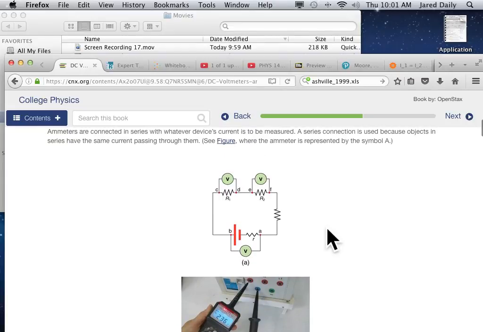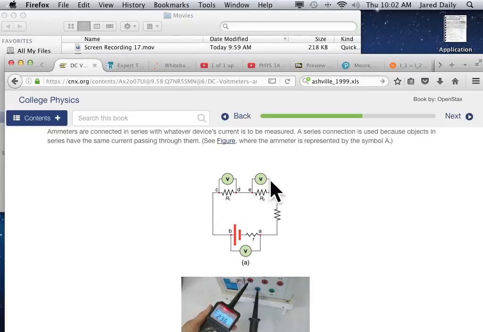So voltmeters we're going to start with because they're simpler. A voltmeter just measures the voltage drop across a component in a circuit. If you connect a voltmeter on one side of a component and on the other side of a component, you will measure the voltage drop across that component. If you measure the voltage across a resistor, then you'll know how much energy that resistor takes out of the circuit. You'll know how much energy per charge. If you knew the current, you would know everything you need to know about the energy.